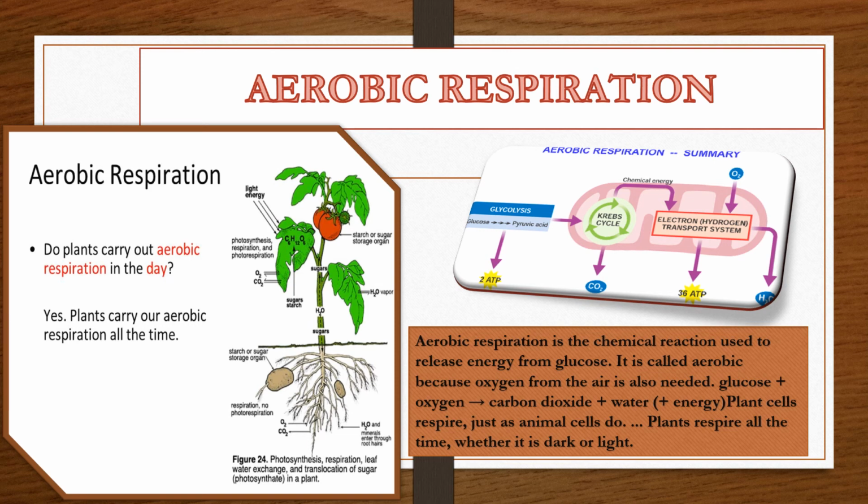The word equation for aerobic respiration is glucose plus oxygen reacts to form carbon dioxide plus water plus energy, 38 molecules of adenosine triphosphate. So we can say aerobic respiration is the chemical reaction used to release energy from glucose. It is called aerobic because oxygen from the air is also needed. Glucose reacts with oxygen to form carbon dioxide plus water plus energy here.